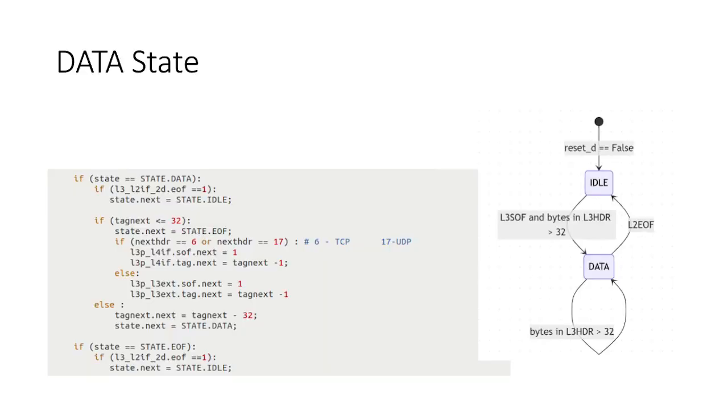And then the same thing here. You can see that in the data state you're just counting by subtracting 32, because every clock cycle you'll chew 32 bytes. And as soon as I get next header equals 6 or 17, when I get to the end, which is tag next, so if the end of this extension header lies in the clock cycle, then you signal either the SOF for layer 4 or the SOF for layer 3 extension. Another layer 3 extension, which is a chaining of extensions, is seen. So that's what's going to be passed on.